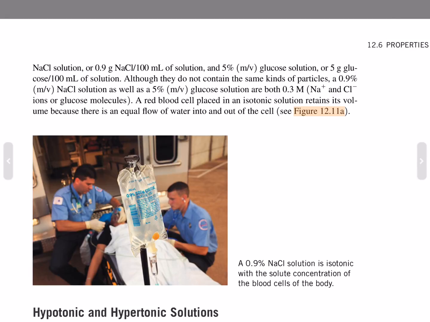A red blood cell placed in an isotonic solution retains its volume because there's an equal flow of water into and out of the cell.